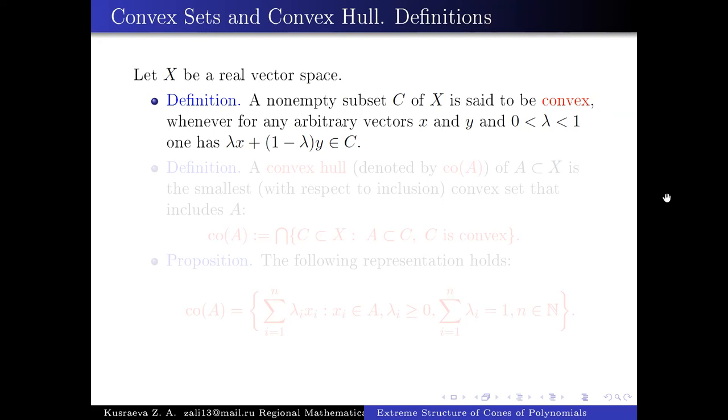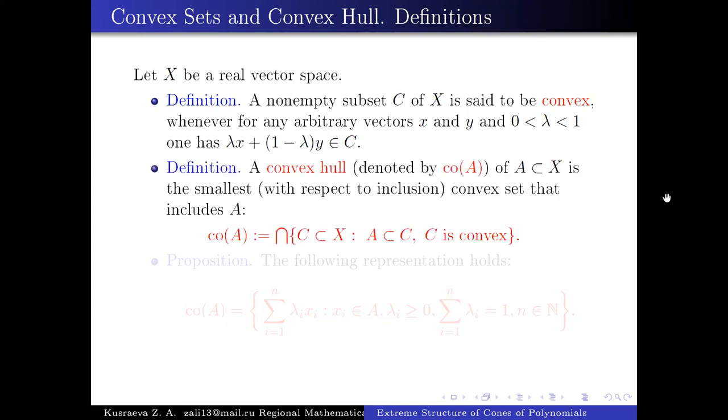Let me introduce the convex set. A non-empty subset C of a real vector space X is said to be convex whenever, together with any two arbitrary points x and y from C, the interval with ends at these two points x and y is entirely contained in this subset C. The convex hull of an arbitrary subset A of a real vector space X is the smallest, with respect to inclusion, convex set that includes A.